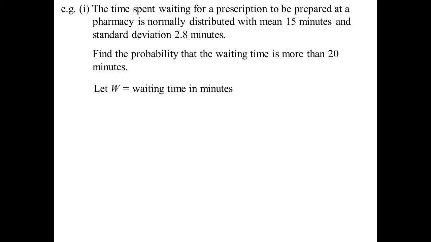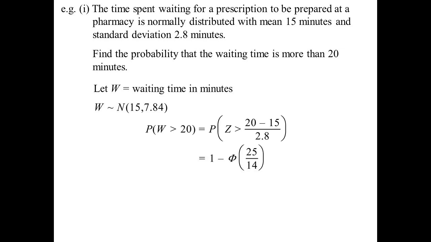I'm going to let W represent the waiting time in minutes. So waiting time is normally distributed with an average of 15 and a variance of 7.84. They told me the deviation, but in our notation it's the variance we write down, not the deviation. So using our formula, the probability that W is greater than 20 would be the same as the probability in a standard normal distribution that Z is greater than (20 minus 15) divided by 2.8.